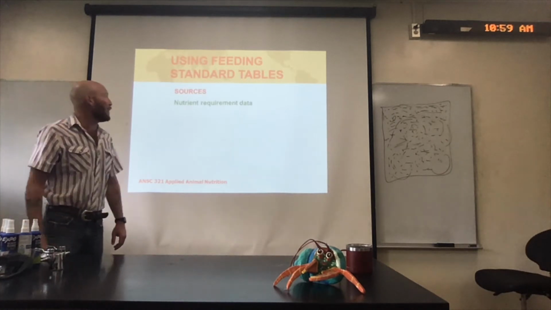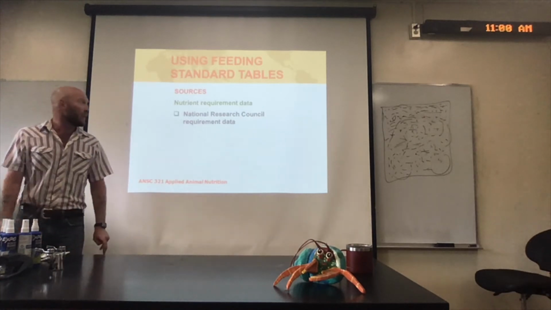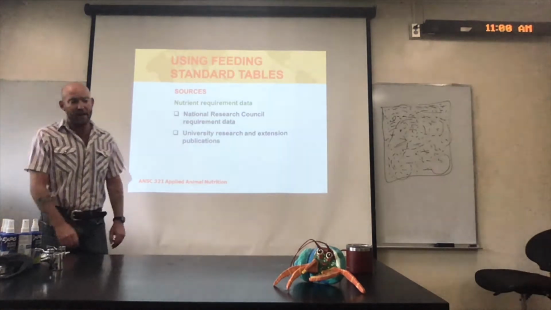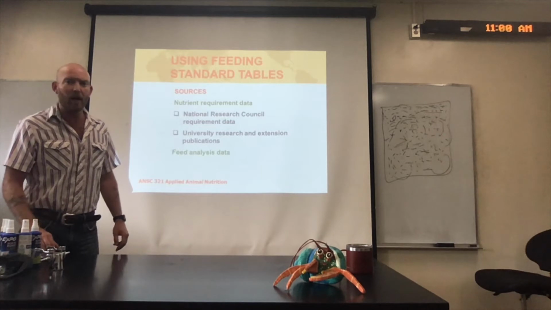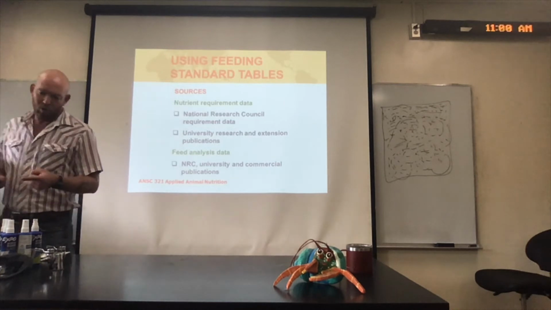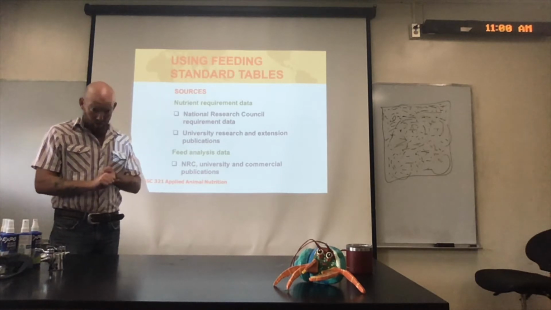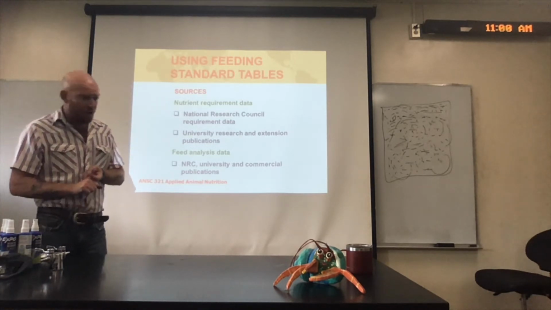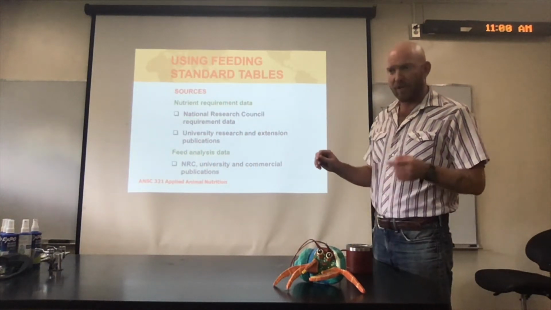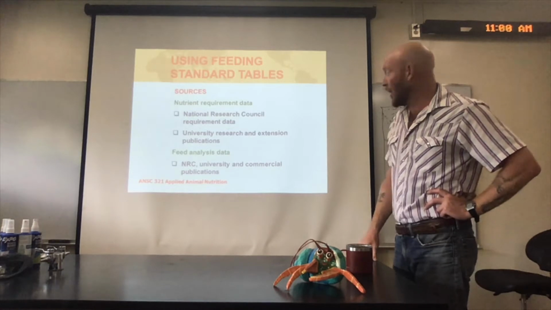Feeding standard tables can be found from nutrient requirement data gathered by the National Research Council, as well as extension publications and university data. They're fairly easy to find. I provided a number of those, the swine, for different growing stages of swine, and then cattle. For our nutrient requirement data, remember the rule of thumb is 2% dry matter intake per day of the animal's weight.